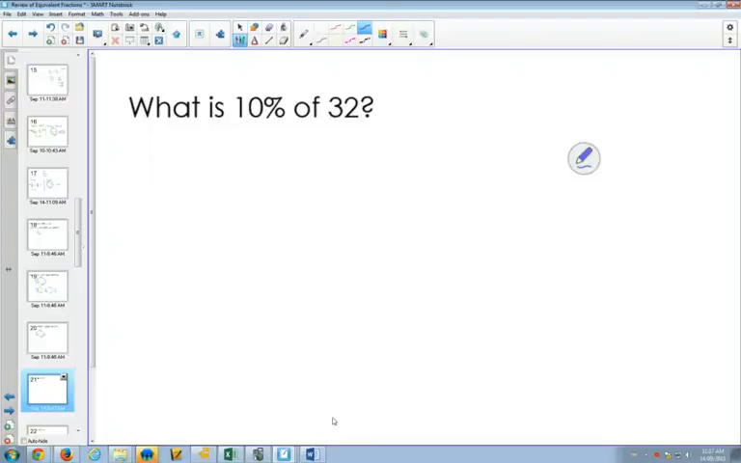There are certain percentages that you should be able to do in your head, mental math. 10% and 1% are two of those percentages. So what I'm going to show you is how do we do this with our calculator? How do we do percent of? Because this is how we say it in English. What is 10% of 32?